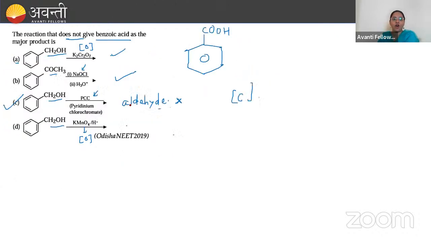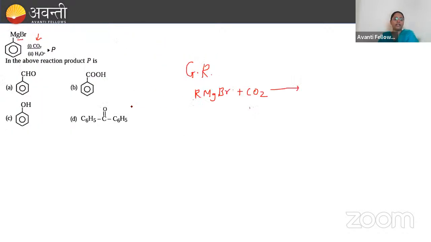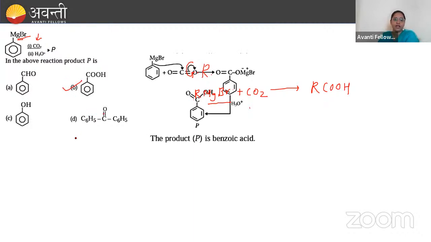So now what will form here? Please have a look at this question. Instead of MgBr, in place of MgBr, there will be COOH. So here what will be the answer? Yes, Ayushi, very good. Here the answer will be option B. Yes, very good. Now let's move on to the next problem.